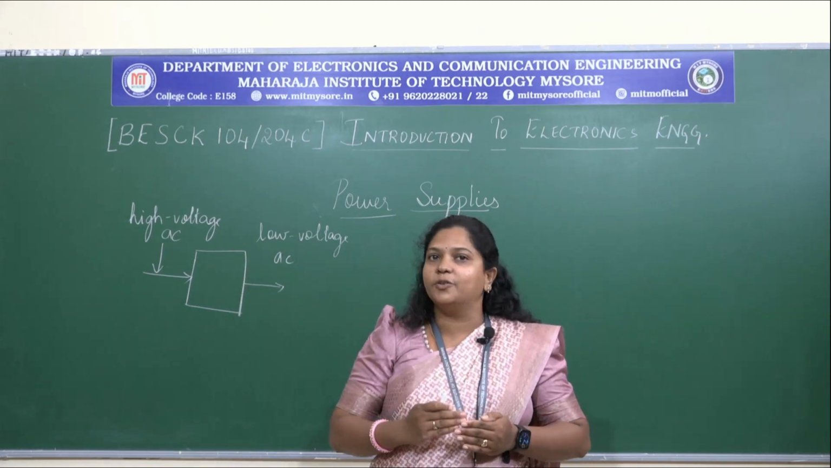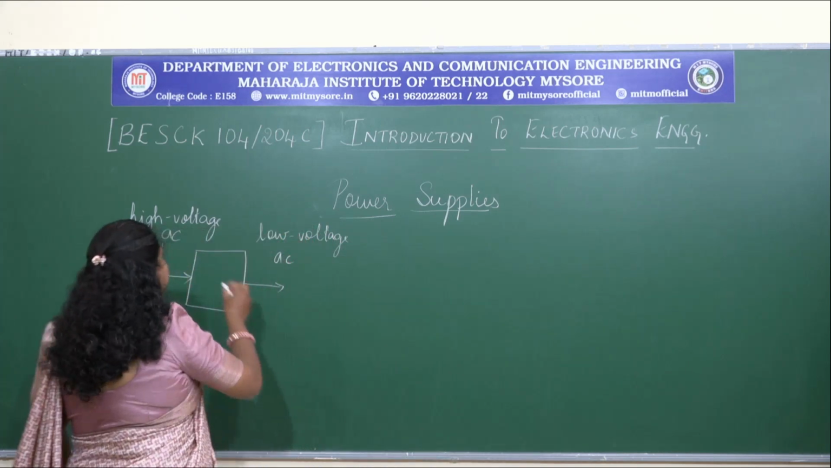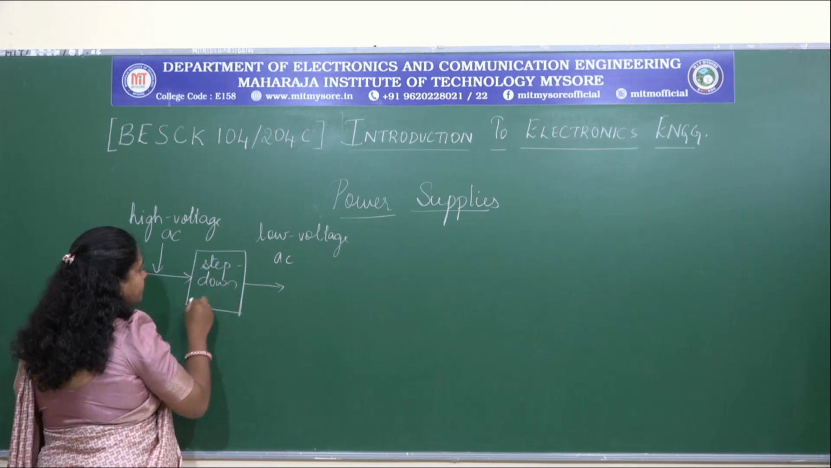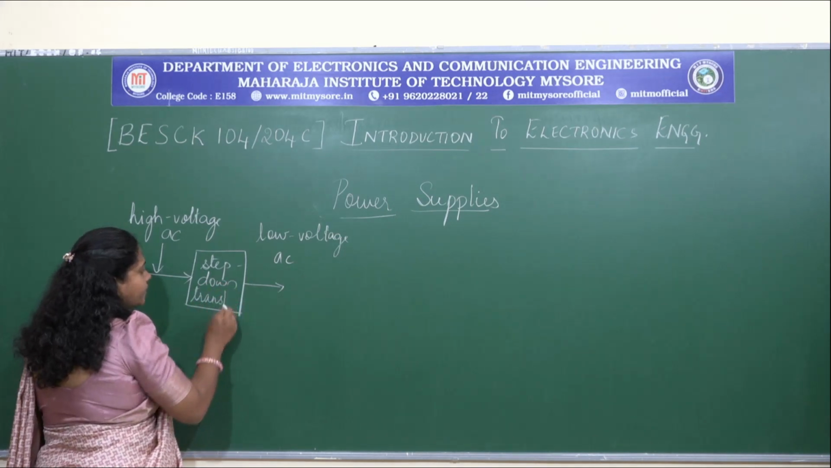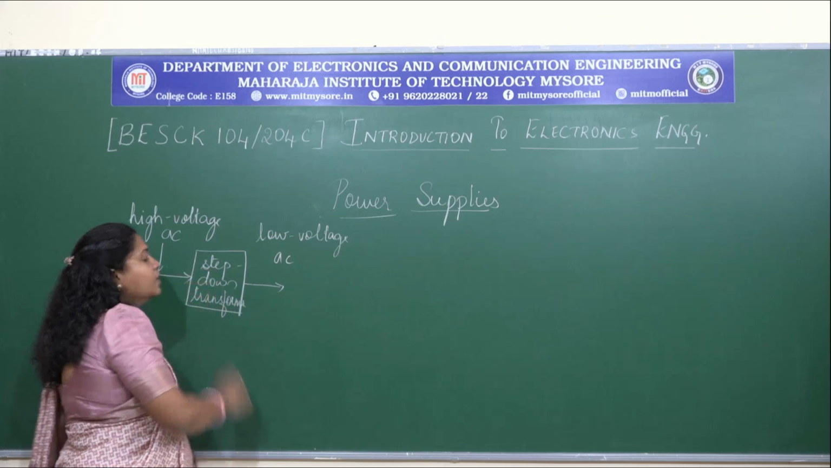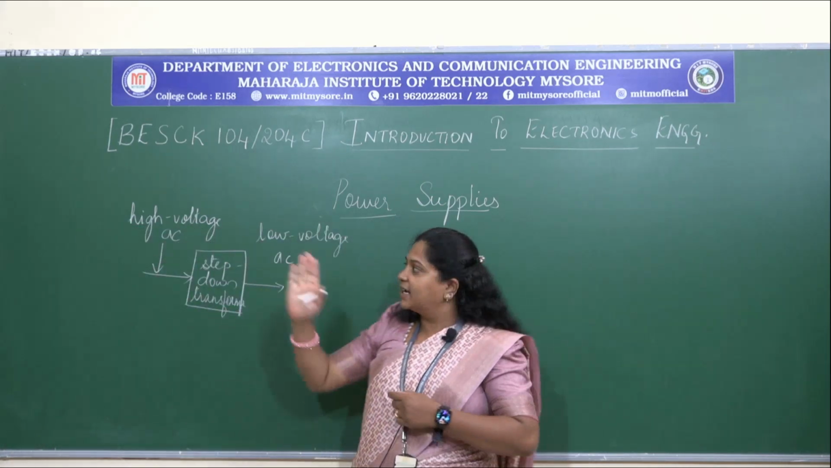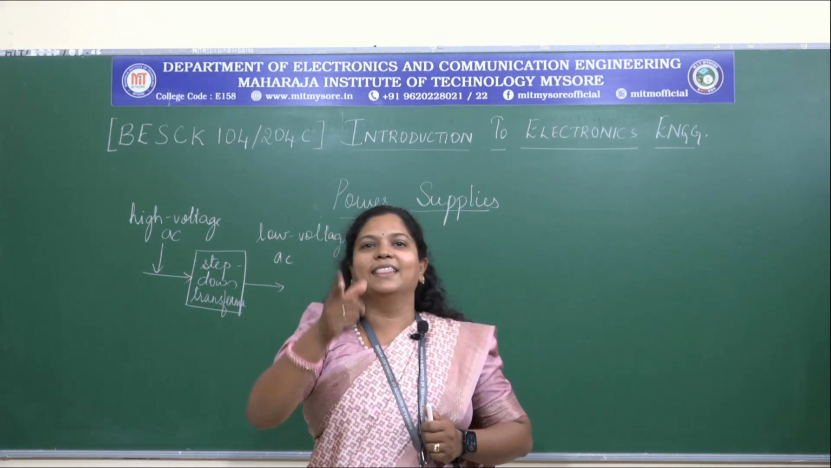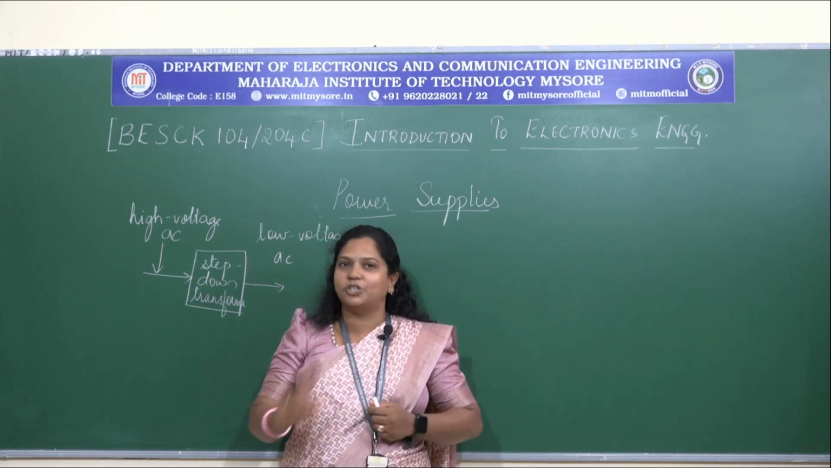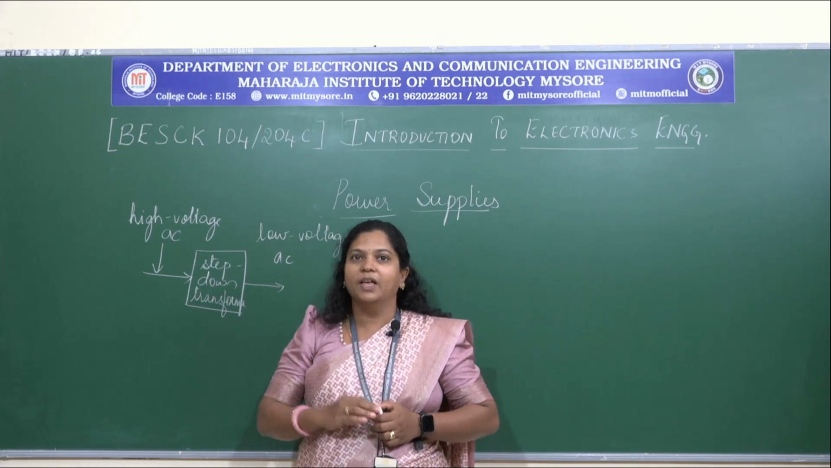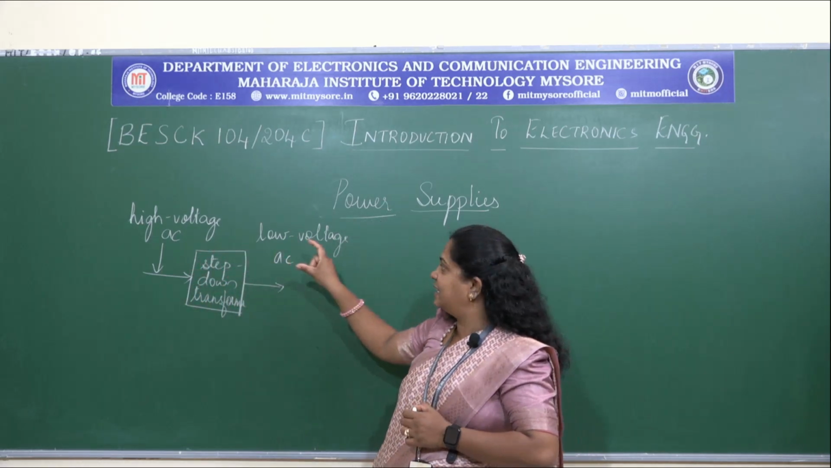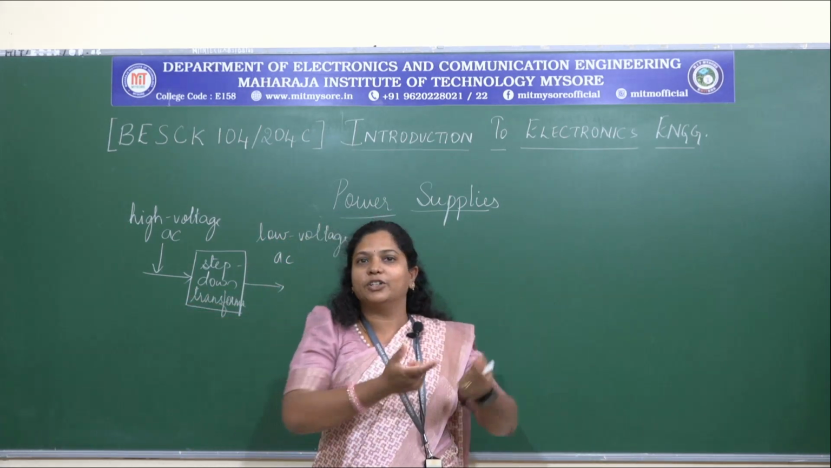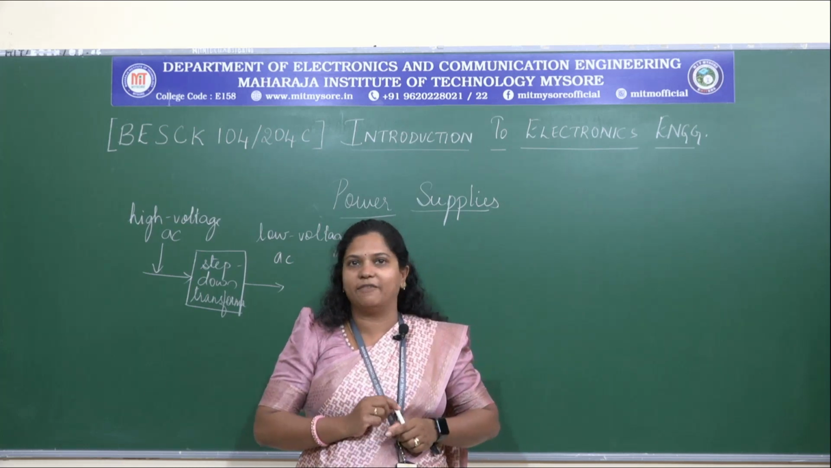So we have to convert the high voltage AC to a low voltage AC. There we are going to make use of a transformer, that is the step down transformer. A step down transformer converts a high voltage AC to a low voltage AC. What about the frequency? The frequency will be the same. It does not change in the case of a transformer. Now we have converted the high voltage AC to a low voltage, let us say around 20 volts. From 220 volts, we convert it into a 20 volt level.